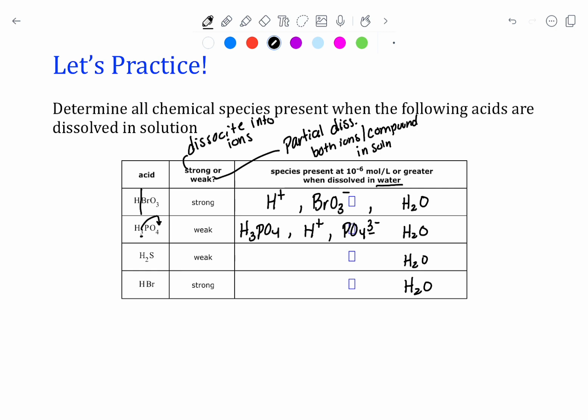H2S is defined as a weak acid. So similar to our previous example, we would see H2S molecules in solution, as well as some hydrogen ions and sulfide ions in solution. And our last example is hydrobromic acid, which is one of our 7 strong acids. So just like our first example, if it's a strong acid, we would only see hydrogen ions and bromide ions in solution with water.